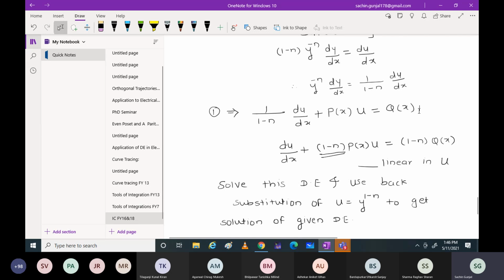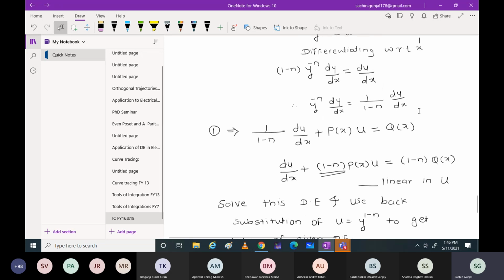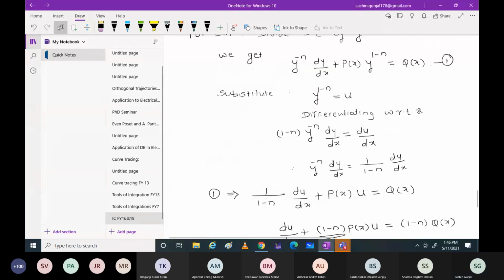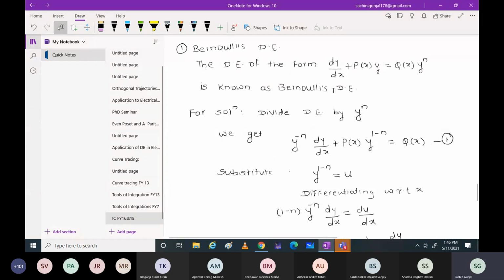Yes, sir. Now, there can be another form of Bernoulli's differential equation. Let me take you through that as well. If you have a differential equation of the form dx by dy plus p of y into x equal to q of y into x raised to n. Okay. Somebody is unmuted. Please go on mute. Thank you. dx by dy plus p of y into x equal to q of y into x raised to n. So how will you deal with this?